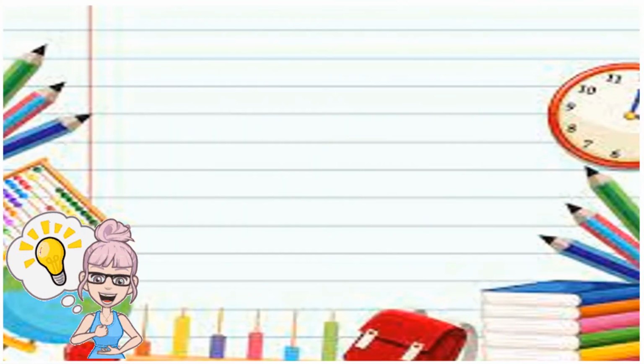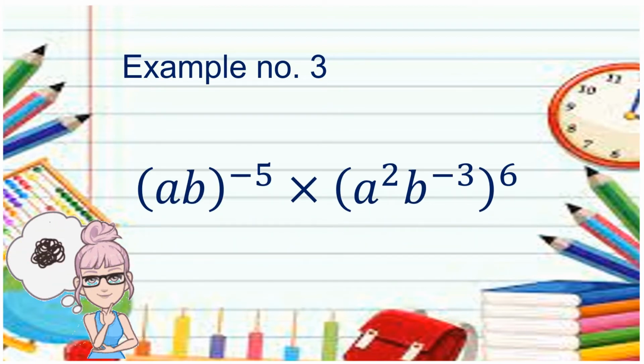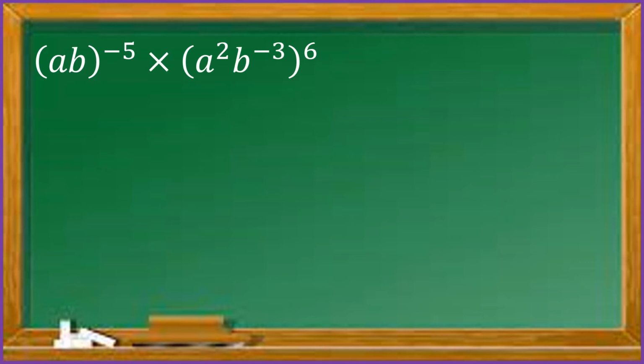Let us have example number 3. Let us read all together. ab to the power of negative 5 times a squared b to the negative 3 raised to 6. So let us have the solution for this one.